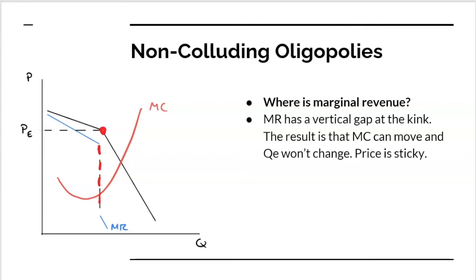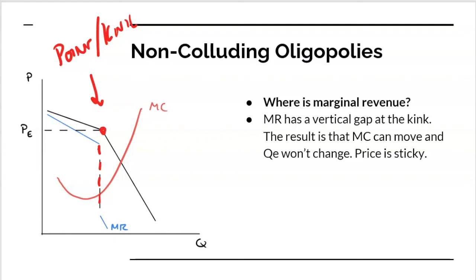The reason why there's a vertical gap is that the marginal cost can move, it can increase or decrease, and the equilibrium quantity won't necessarily change because price is sticky at the kink. So at this exact point, at the kink, our price is what we're going to be calling sticky. There is no incentive to increase or decrease. It's going to remain the same. And that's the reason why we have this gap in our marginal revenue curve.